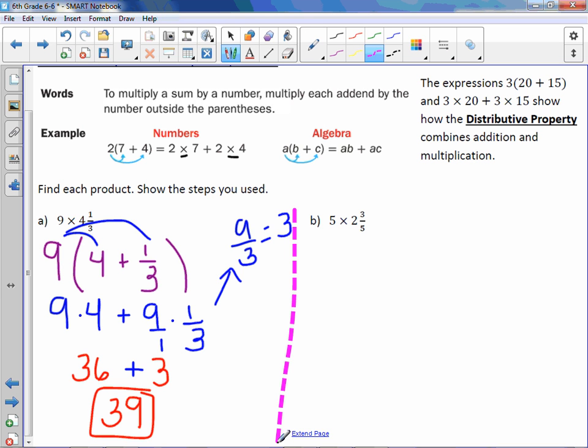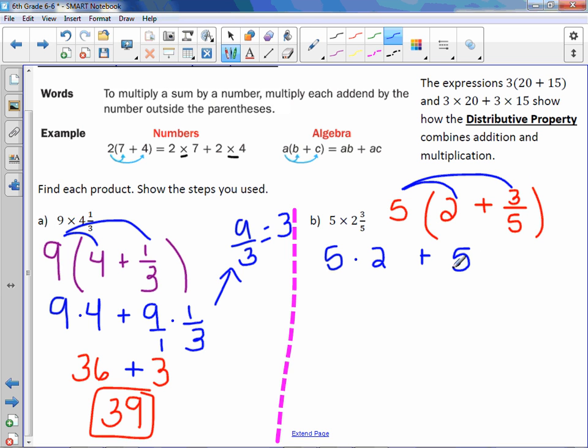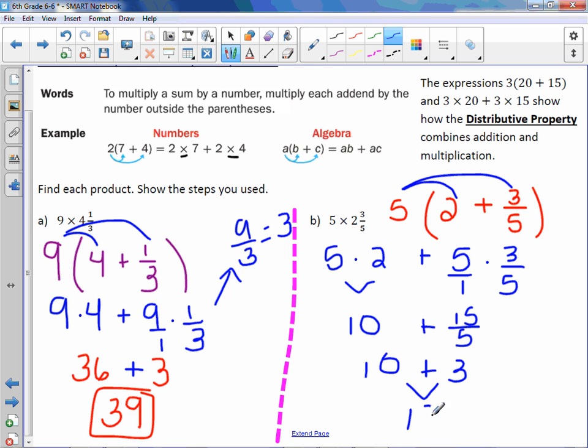Let's do it again with letter B. We have 5 times 2 3/5. We can break 2 3/5 into 2 plus 3/5. So then we distribute the 5. 5 times 2 plus 5 times 3/5. Well, 5 times 2 is 10 plus 5 times 3/5, put that over 1, and we get 15 over 5, or just 3. So 10 plus 3 is 13.